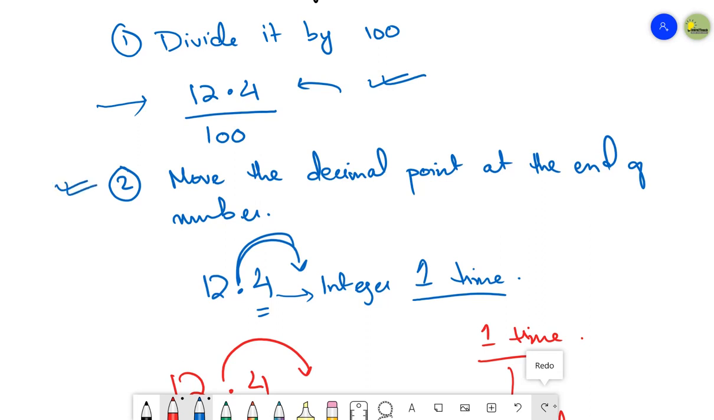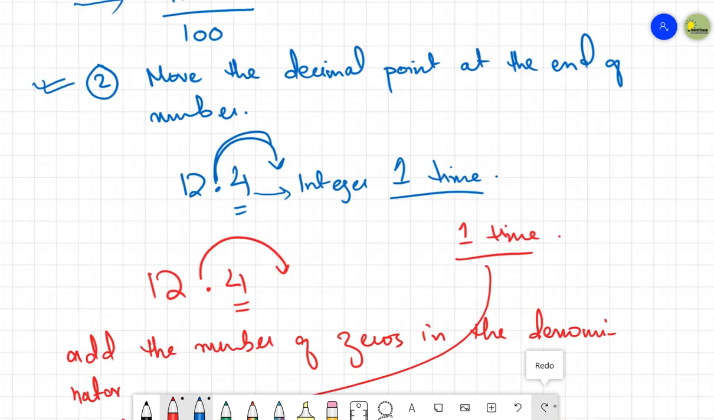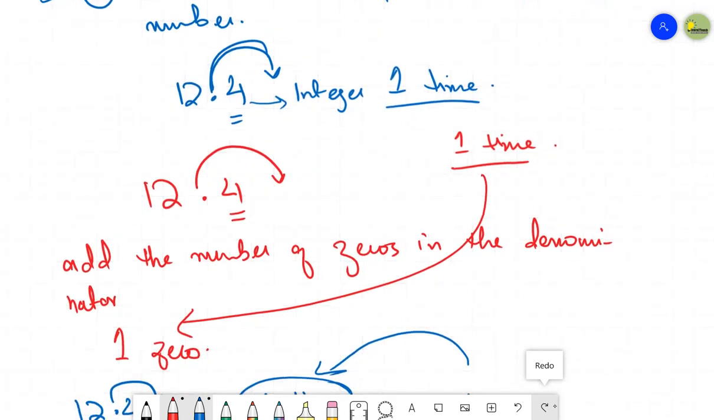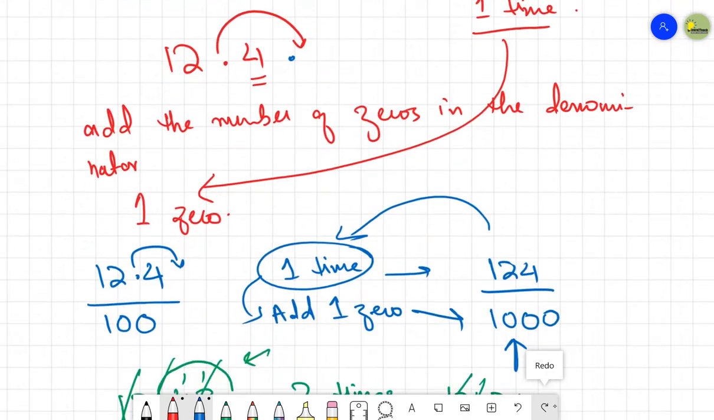And in the second step, you have to shift the decimal to the end of the number and count how many times you are shifting the decimal. If you are shifting it one time, then add only 10 in the denominator. Like this, 12.4. I have shifted this decimal only one time in order to move it till the end. So one time means that I have to add only 10 in the denominator.